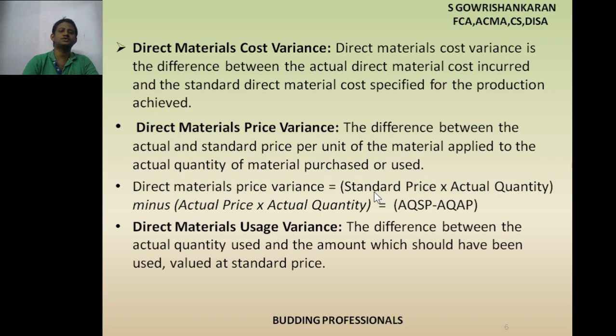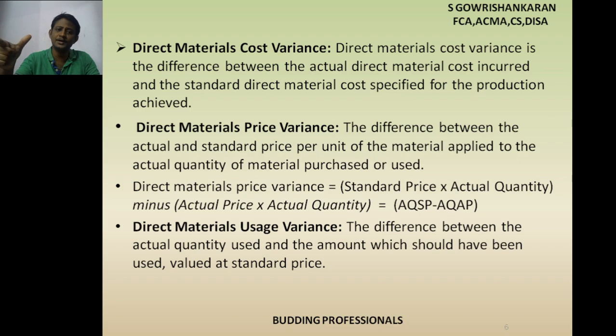Then direct material usage variance. What is the meaning of material usage variance? As I said initially, 10 kg only I have to use, but how much did I use? 11 kg. That extra 1 kg is the adverse usage variance. That is direct material usage.